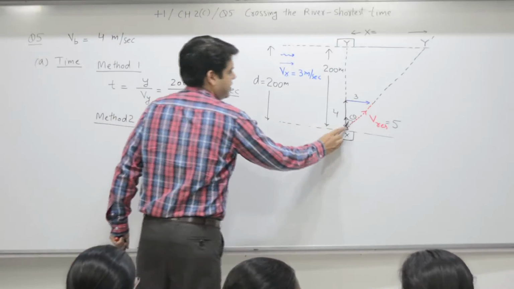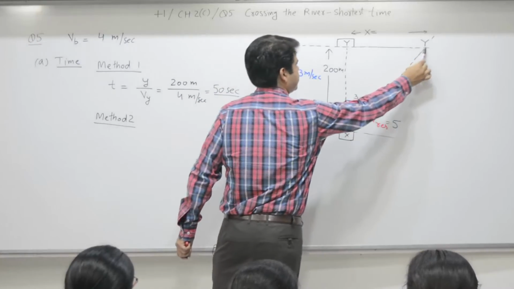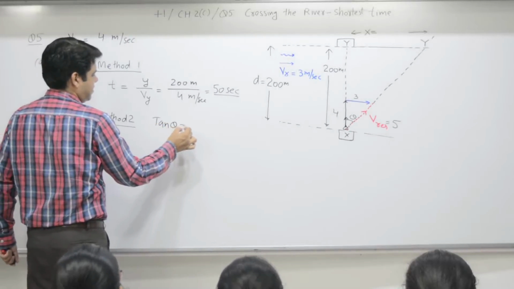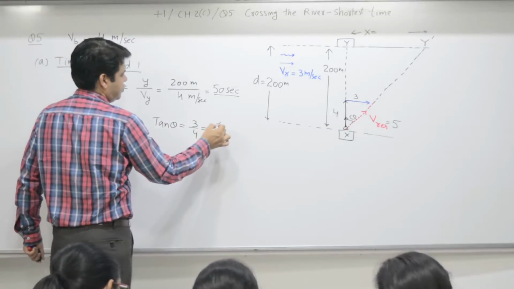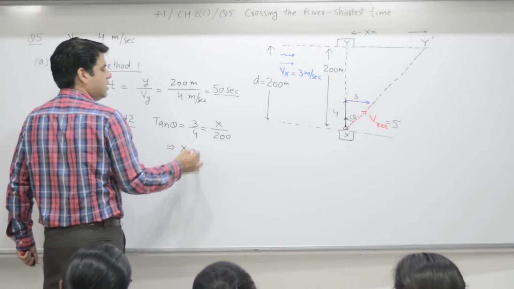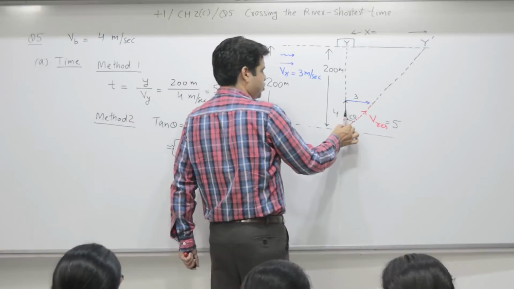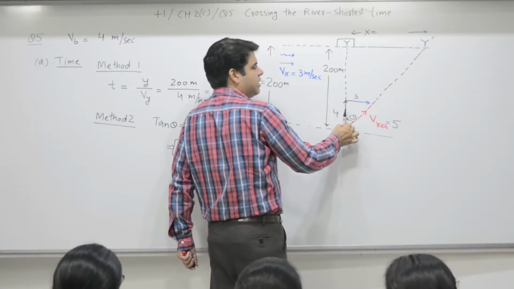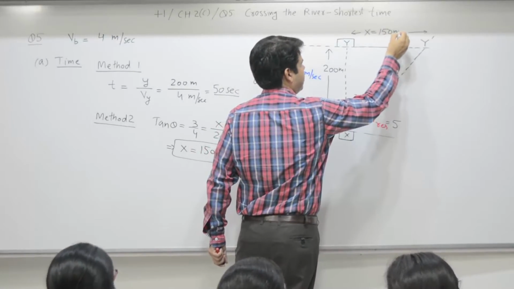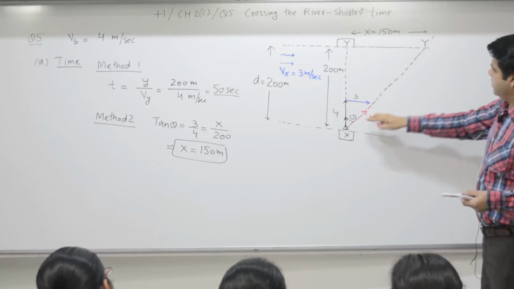Tangent theta can be written in two ways. Tangent theta is equal to 3 by 4. Tangent theta is also equal to x by 200. So 3 by 4 is equal to x by 200. What you get is x equal to 150 meters. That means you had the intention to reach Y, but you have reached a place 150 meter away, Y dash.